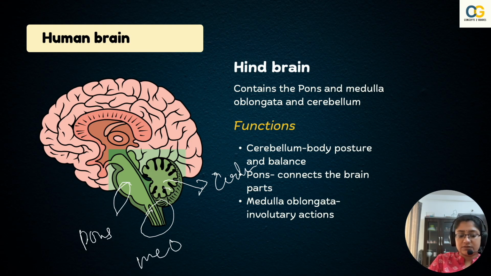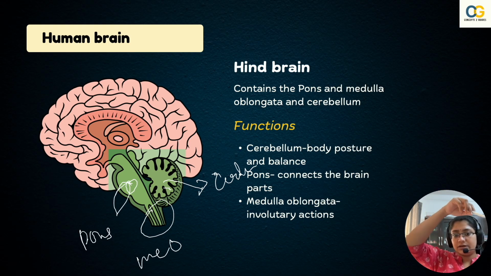The pons, which is here, connects all the brain parts. It helps the brain parts talk to each other. Like the cerebrum talking to the midbrain to the hindbrain happens through the pons. Like someone says, Gayatri, come here. When I respond, that is the midbrain part. Getting up and walking is the front brain part or the forebrain part. So the pons helps in connecting these two actions at once.